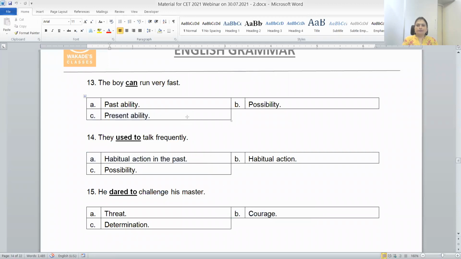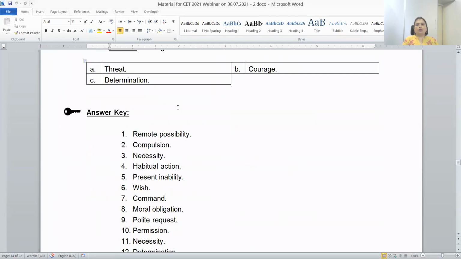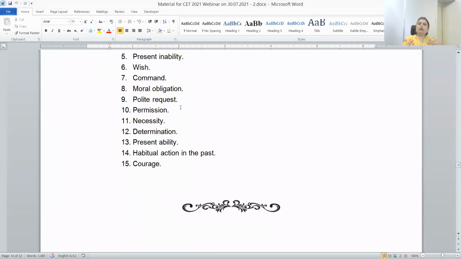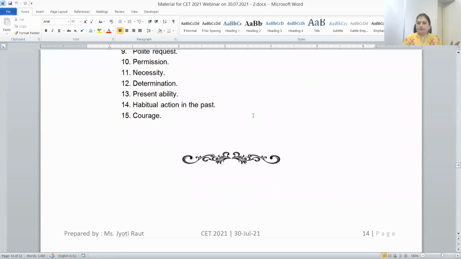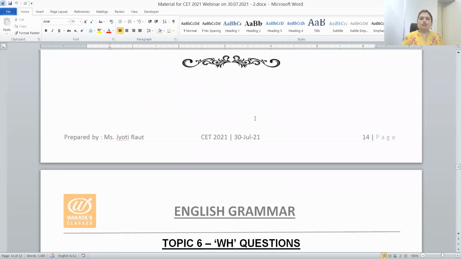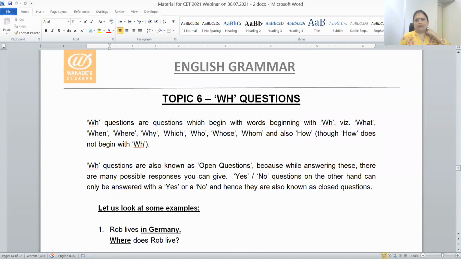Courage. Yes, children? So I hope you have understood the types of questions that will be asked in modal auxiliaries. Okay? So children, here we end with modal auxiliaries. Now children, we are going to do a very simple topic. I'm sure many of you already have done this topic.